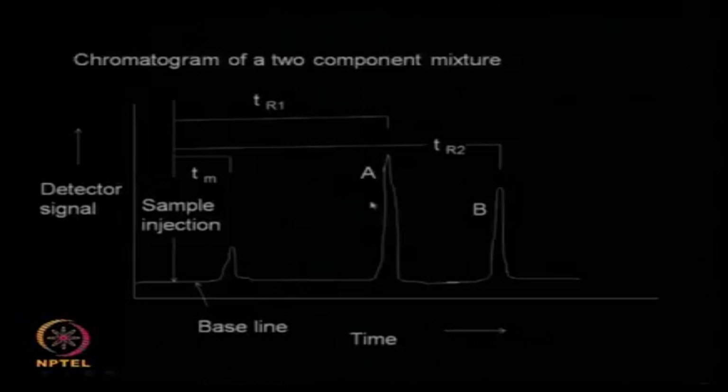So if you look at a chromatogram of two components, this we call the baseline, this we call the detector signal, and this could be your time, okay. So there is a peak coming out first, and this is the Tm, that is the time required for a molecule to travel from the inlet to outlet if there is no interaction of the molecule with the stationary phase material, and then you have component A coming out, component B coming out, okay. Now this is the retention time for component A, and this is the retention time for component B, okay. But if you want the corrected retention time, we need to subtract this Tm from Tr1 and we need to subtract the Tm from Tr2.